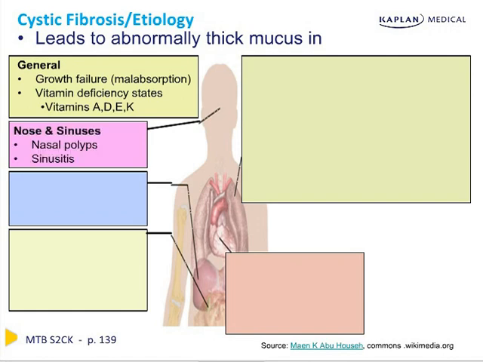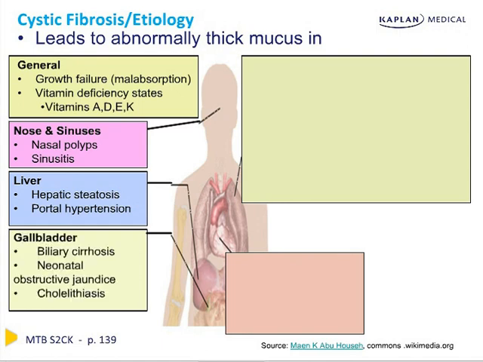In the nose and sinuses, patients with CF often develop nasal polyps and sinusitis. Again, the mucus here is abnormally thick, which is a great setup for bacteria to cause an infectious bacterial sinusitis. In the liver, there's evidence of hepatic steatosis, and in the worst case, portal hypertension. In the gallbladder, biliary cirrhosis, neonatal obstructive jaundice, and cholelithiasis can occur.